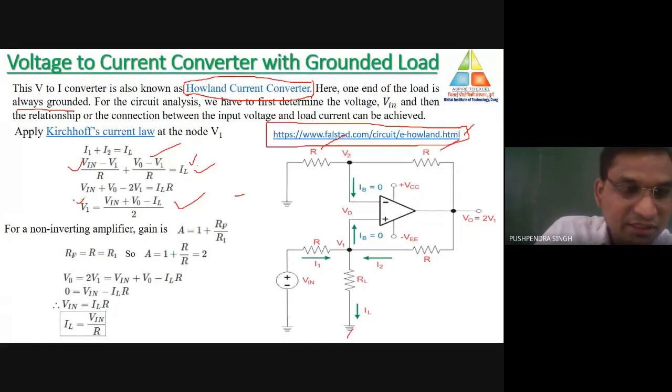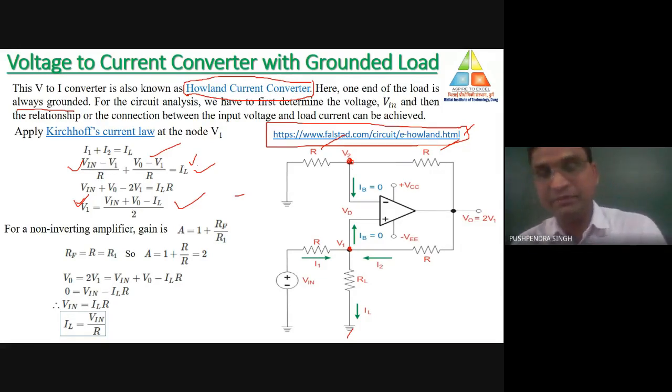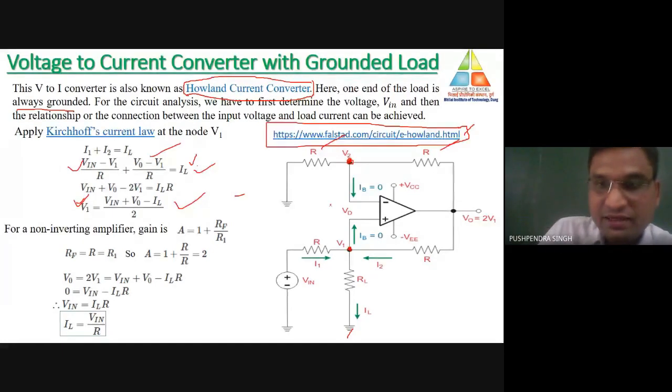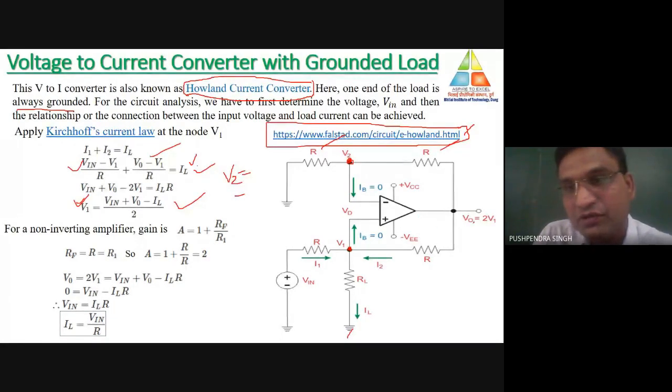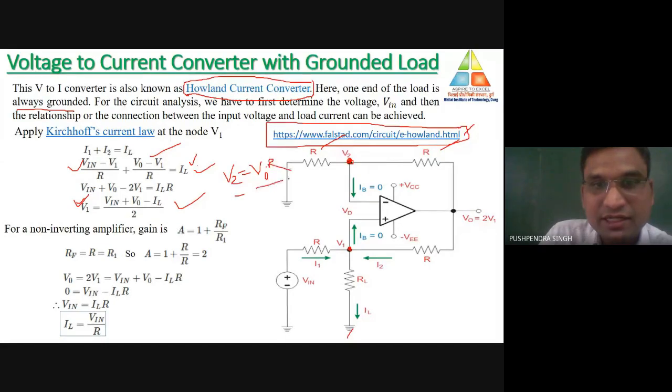So for changing the value of V1, what is V1? V1 is equal to V2 due to virtual ground. So with the help of that, we are deducing a relationship between output voltage and the various resistances. So what is the value of V2? V2 is equal to V0 into R divided by R plus R.